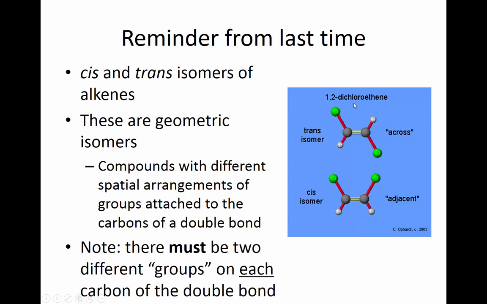So this is trans 1,2-dichloroethene. If both chlorines are on one side, in this case on the top relative to the double bond, or if they're on the bottom relative to the double bond, it would be the same thing. If they're both on the same side, they are the cis isomers. This would be cis 1,2-dichloroethene. These are what are known as geometric isomers. These are compounds that have different spatial arrangements of groups attached to the carbons of a double bond. And it's helpful to note, and we talked about this last time, there must be two different groups, so there must be a certain amount of asymmetry on each carbon of the double bond.